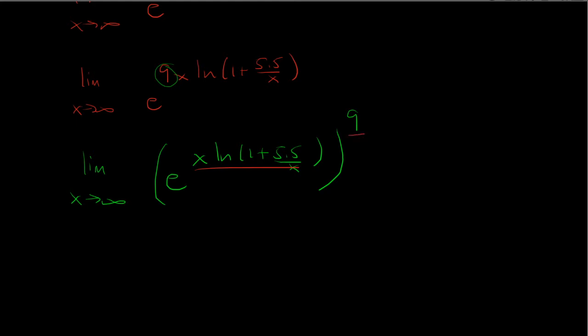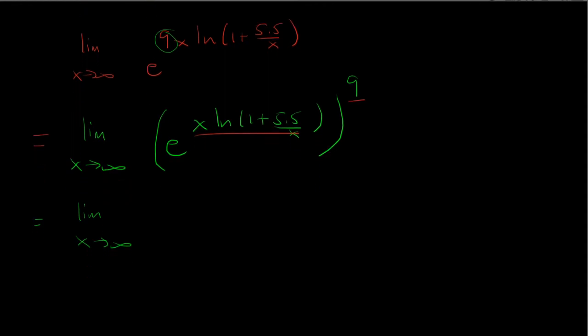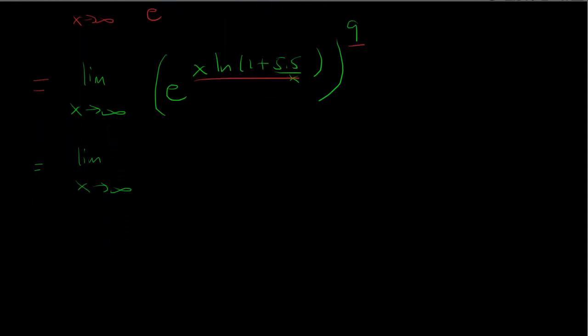You just multiply those. Okay, so these are equivalent. Okay. And I can represent this, well, actually, this limit can be part of the exponent. Right? So I can have it as e to the limit as x approaches infinity of x times ln of 1 plus 5.5 over x. And then I'm going to raise this entire thing to the 9th power.